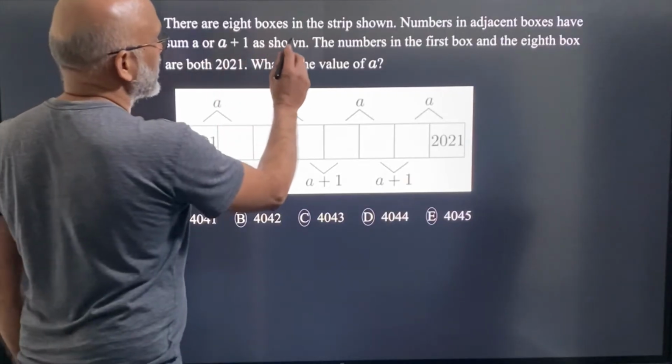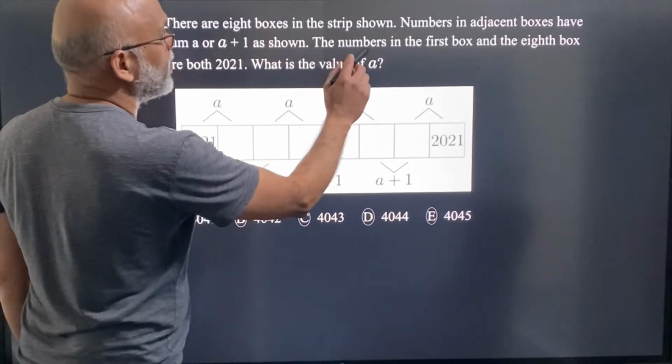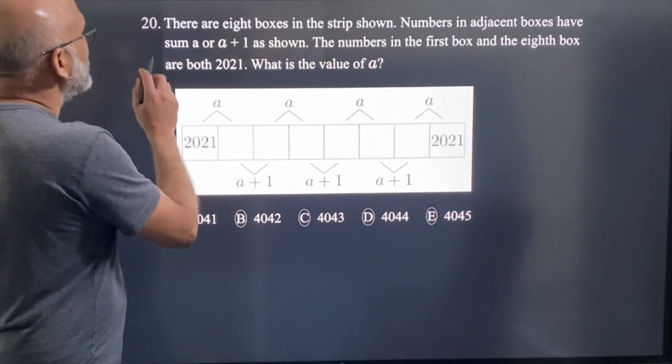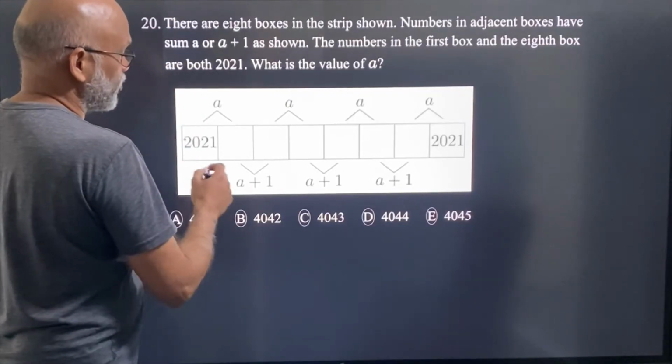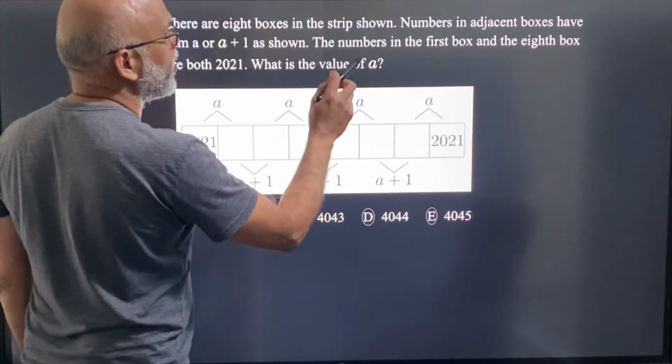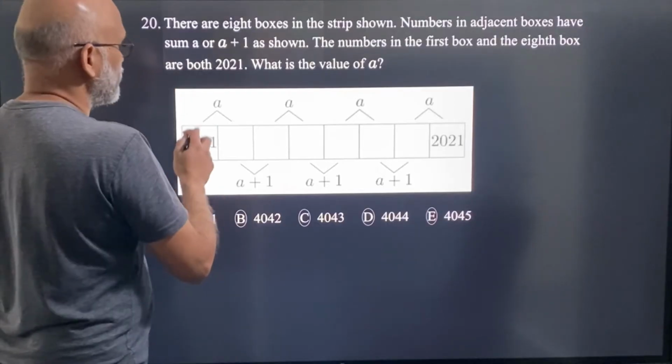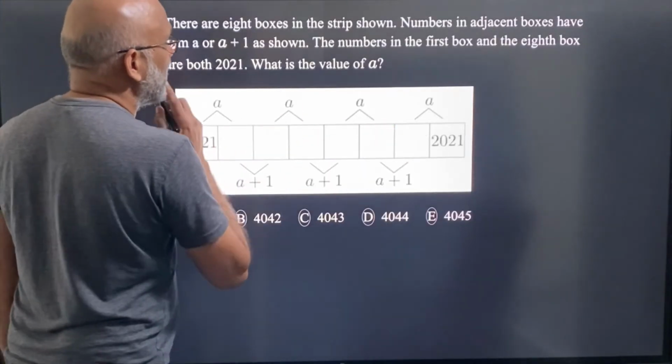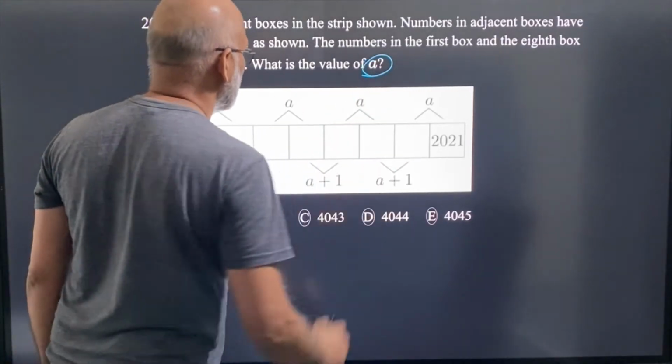There are 8 boxes in the strip shown. Numbers in adjacent boxes have sum A or A plus 1 as shown. The numbers in the first box and the 8th box are both 2021. What is the value of A? We need to find the value of A.